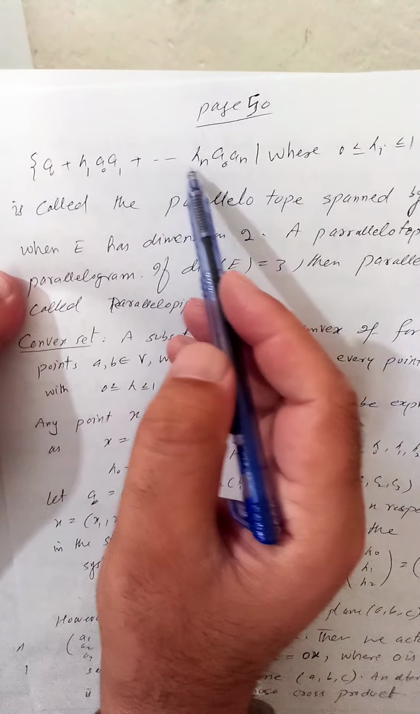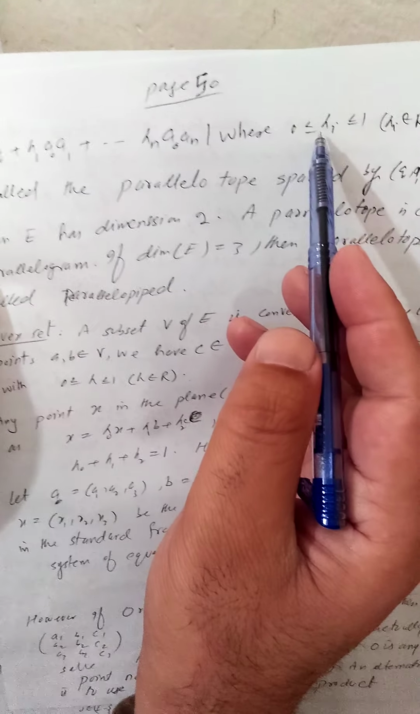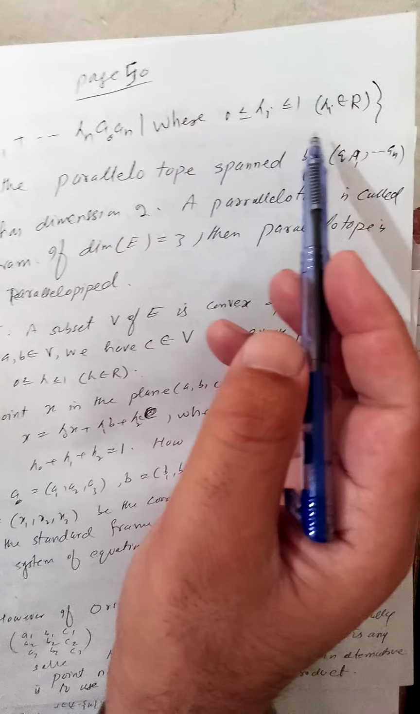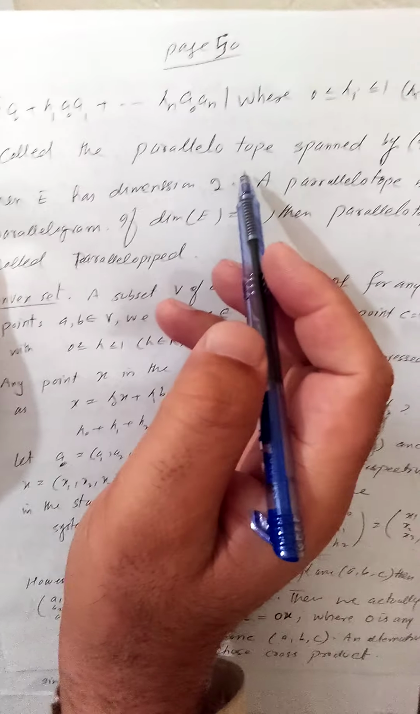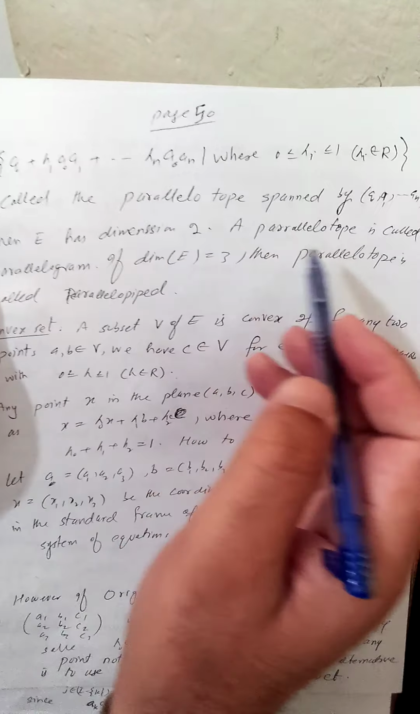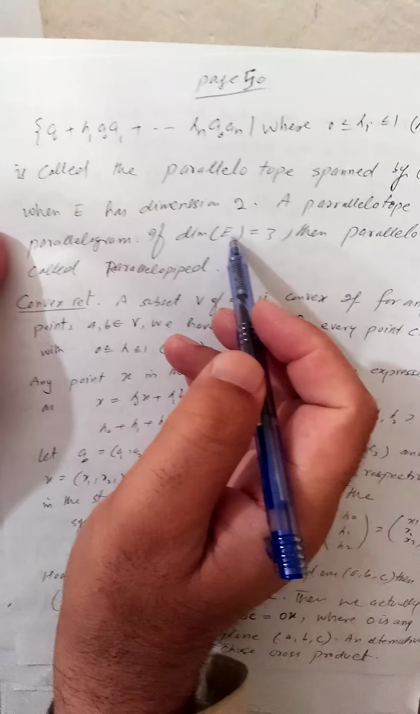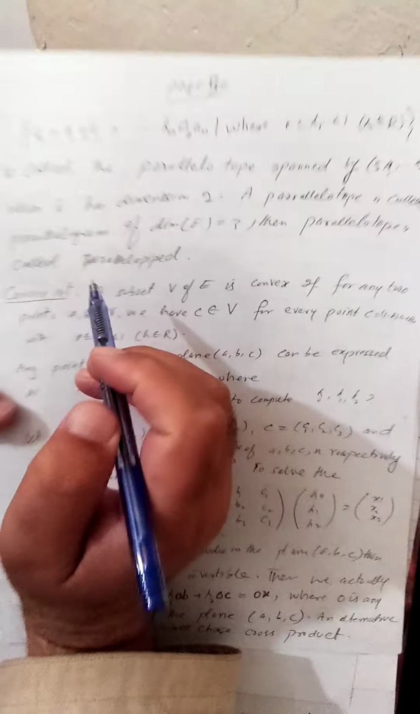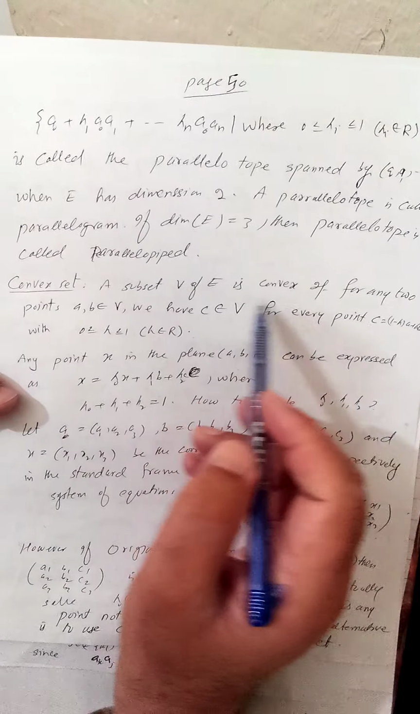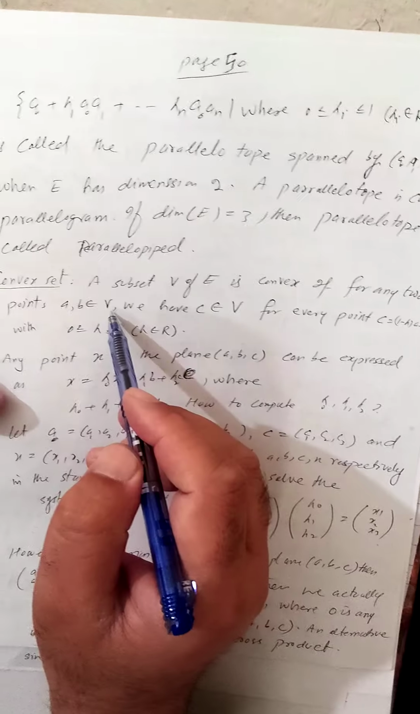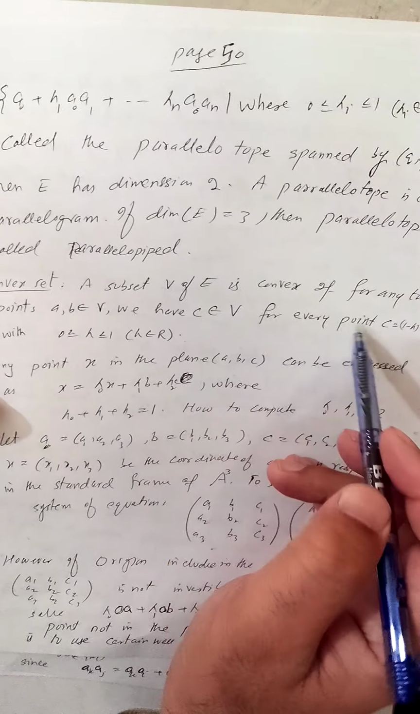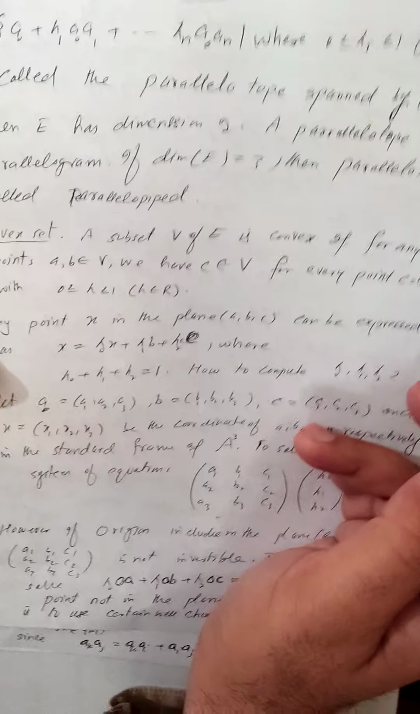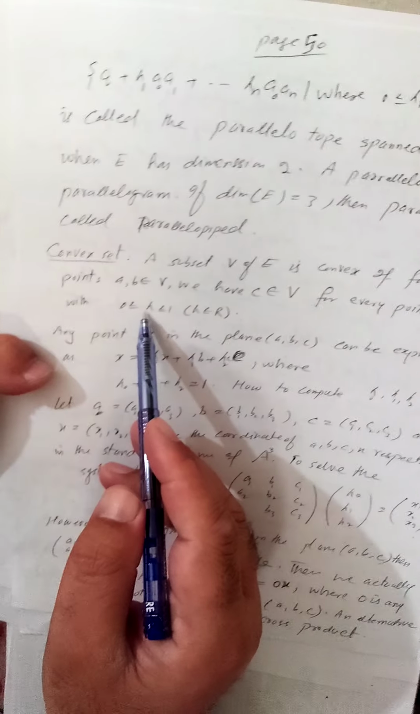Similarly, the set of a0 plus lambda1 a0a1 plus up to lambda n a0an, where lambda i belongs to 0 to 1, lambda i belonging to R, is called the parallelotope spanned by a0, a1, up to an. When E has dimension 2, the parallelotope is called a parallelogram; if the dimension of the affine space is 3, then the parallelotope is called a parallelepiped. Convex set: a subset V of E is convex if for any 2 points A, B belonging to V, we have C belonging to V for every point C equal to (1 minus lambda) A plus lambda B, with lambda belonging to the closed interval 0, 1.